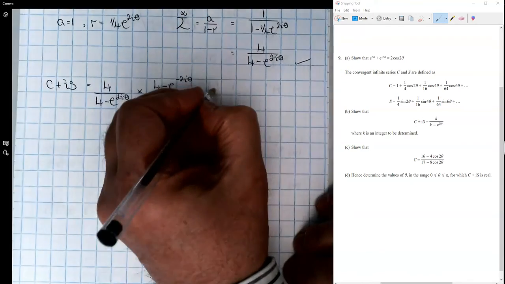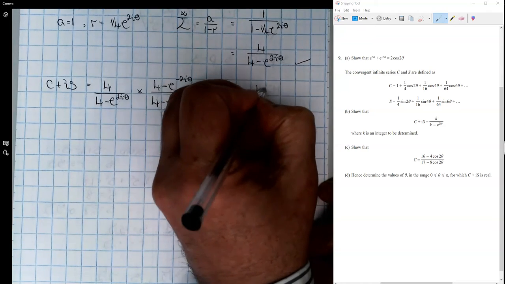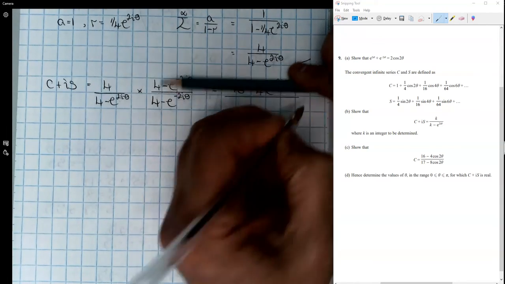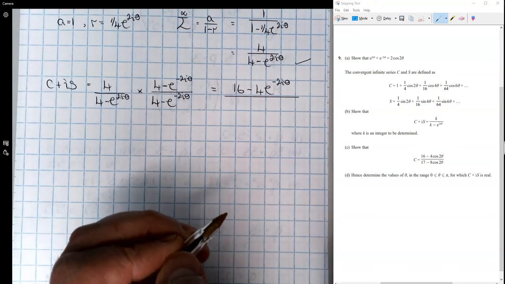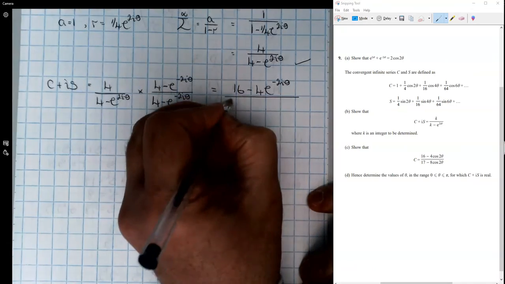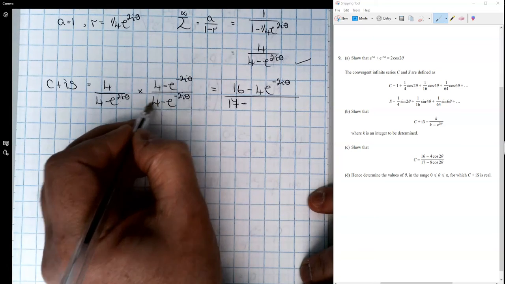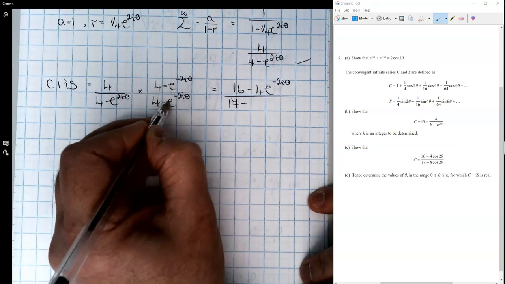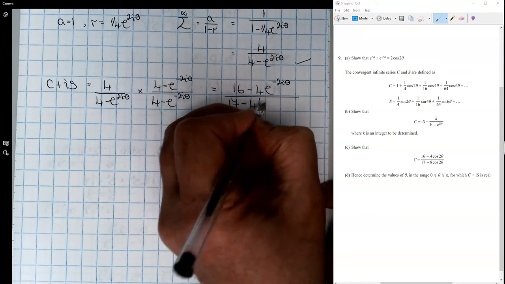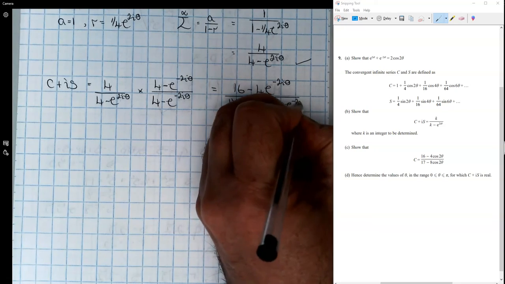So we get 16 minus 4 e to the minus 2i theta on top. On the bottom, we get 4 times 4 is 16, plus that times that is 1, so it's 17. And then we get minus 4 lots of this one, and minus 4 lots of this one. So minus 4 lots of e to the 2i theta plus e to the minus 2i theta.